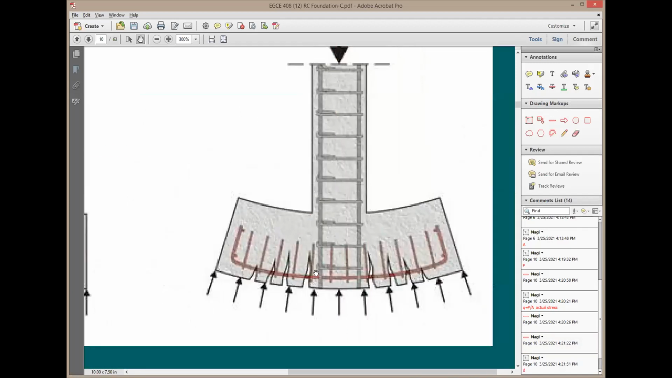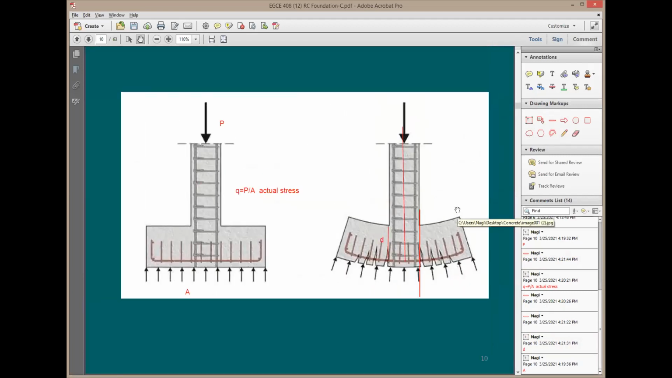But if you take the critical section right at the middle of the column, now the depth resisting this moment is going to be actually the entire column height. It's going all the way up the column height. So I'm going to say, no, this cannot be. So this is going to be my depth, and my critical section is going to be at the face of the footing. So I'm going to go back here.